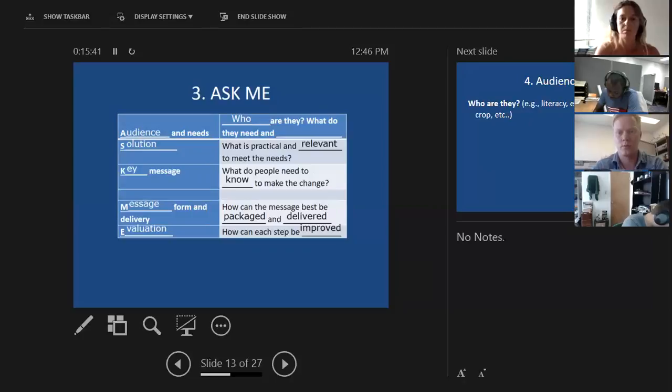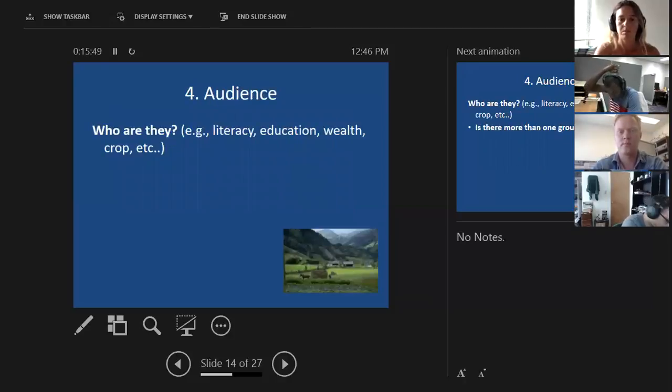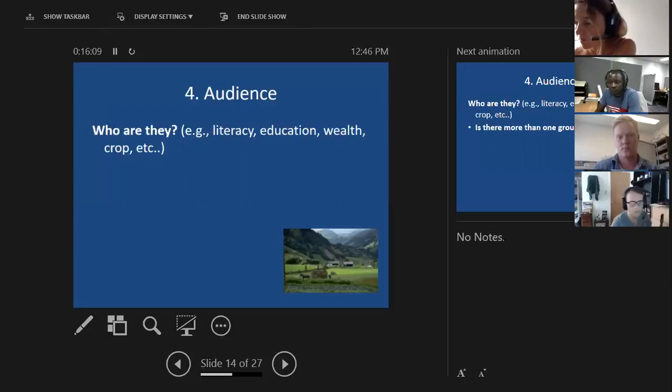Okay, we're going to have a quick look at each of those factors. For example, when you're talking about the audience, these are the sorts of things you have to keep in mind: literacy, education, wealth, what crops they grow, etc. It's pretty obvious, but very quickly, why do we have to consider literacy? Because a fact sheet is no good. It's going to influence how we communicate with them. Exactly. Why is education, why is wealth important?